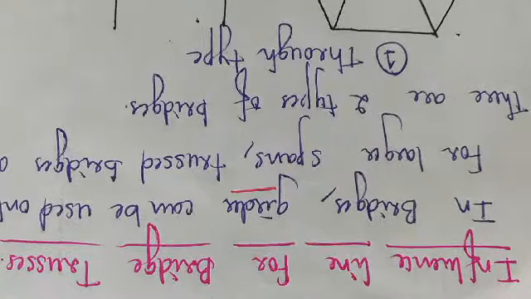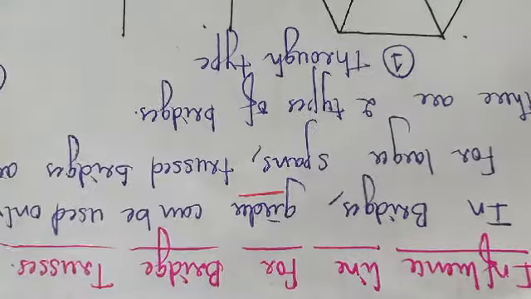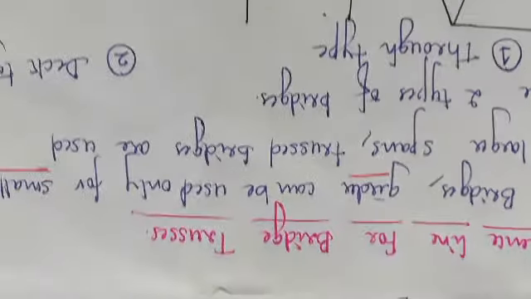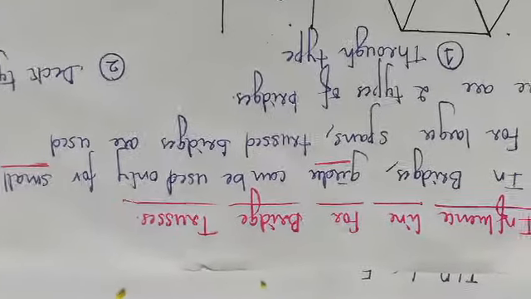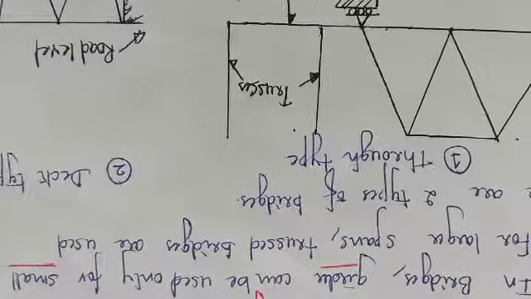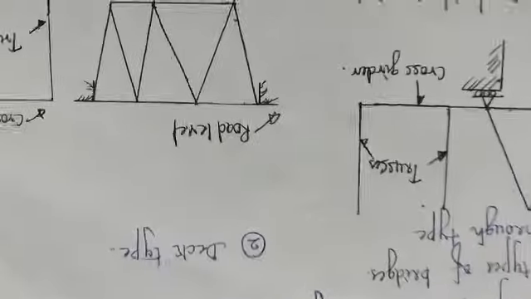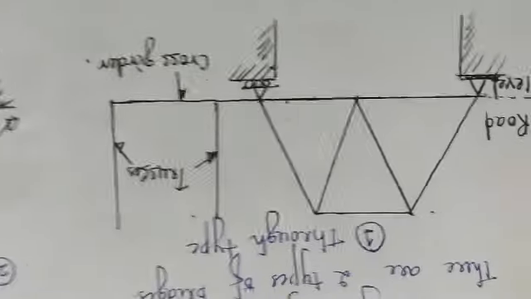Now in bridges, girders can be used only for small spans. Okay. Then for larger spans truss bridges are used. Now there are two types of truss bridges. One type is called the through truss type and another one is called the deck type. Now let us see one by one.